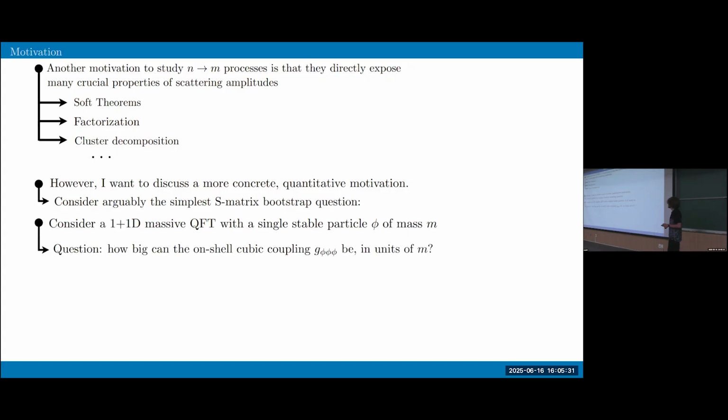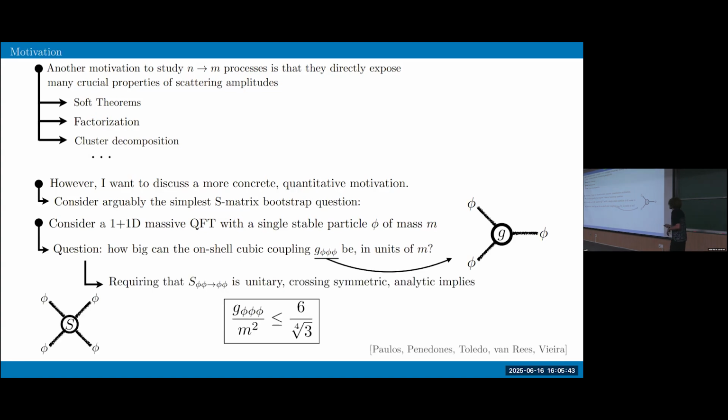How big can the on-shell cubic coupling G phi phi phi of these particles be in units of the mass m? Now, I'll show you it's actually not so easy to answer this question, but you can give a preliminary answer and use unitarity, crossing symmetry, and analyticity of the 2-to-2 amplitude to place a bound on this cubic coupling, and you find this result.